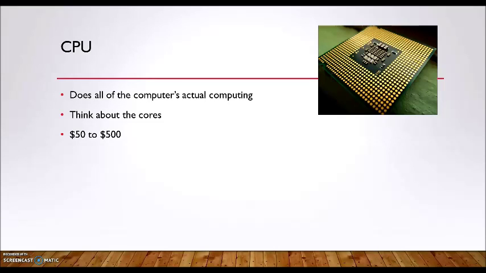CPUs tend to run between $50 and $500. There's a huge range on these depending on the number of cores and the brand. A good brand to go with is Intel. They usually run between $150 and $200.